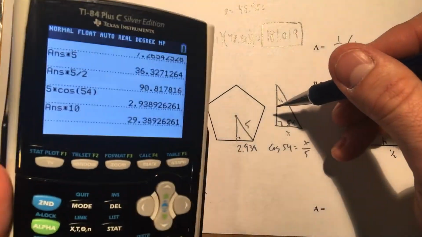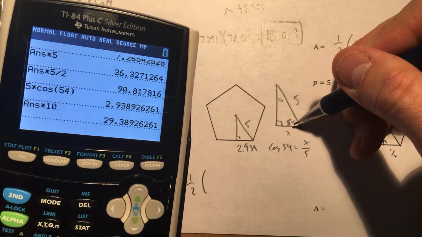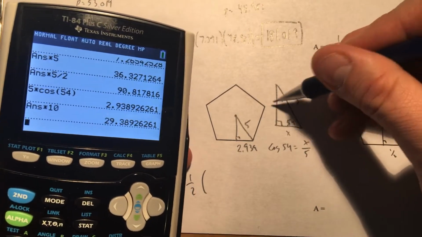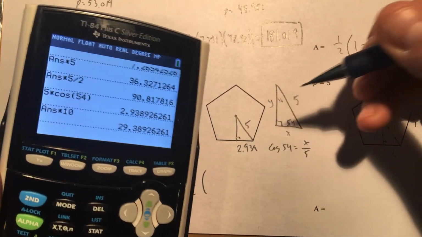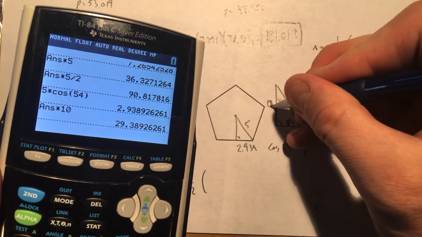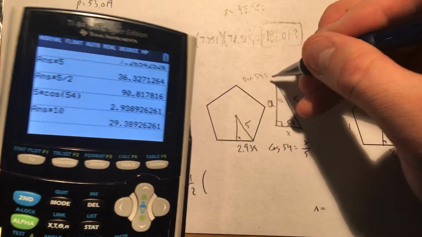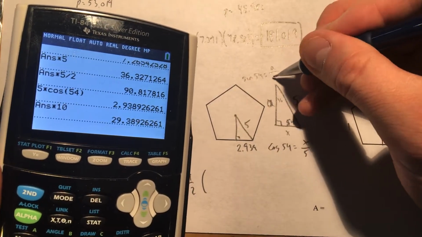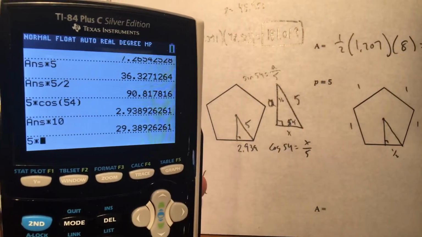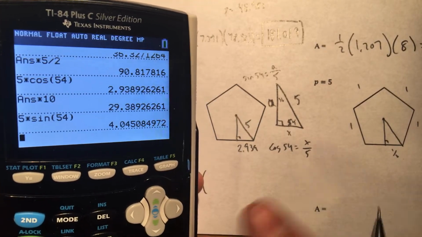I didn't find the apothem. Hey, let's use sine. Hey, we were just talking about sine. Oh, I'm going to call that A. So let's go sine of 54 equals A over 5. Good old 5 times sine of 54. We have a great opportunity here.